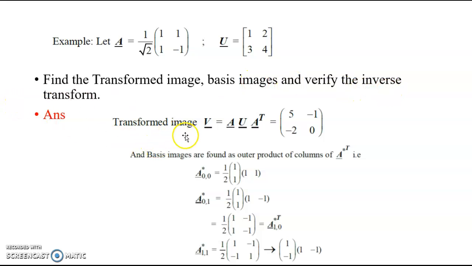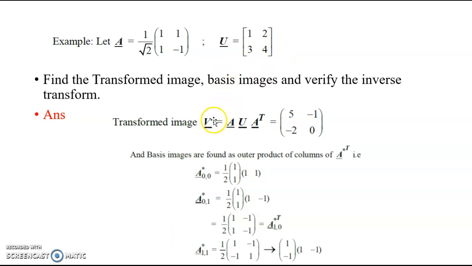So as we know, the transformed image V is given by A U A transpose. So A is here, U is here. I have to find out A transpose. When I take the transpose, 1 by root 2 is common. 1 1 will become the column and 1 minus 1 will become the row. That is, A transpose will be the same as A. So multiplying A into U, then the resultant multiplied with A transpose, you will get the transformed image: 5 minus 1 minus 2 0.